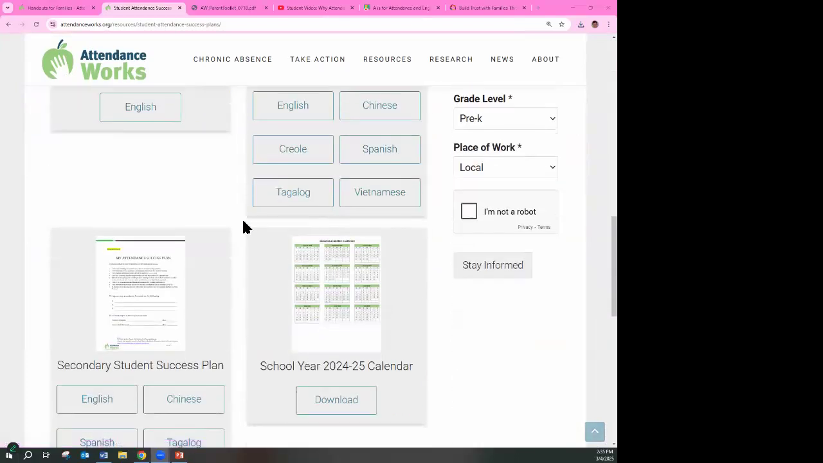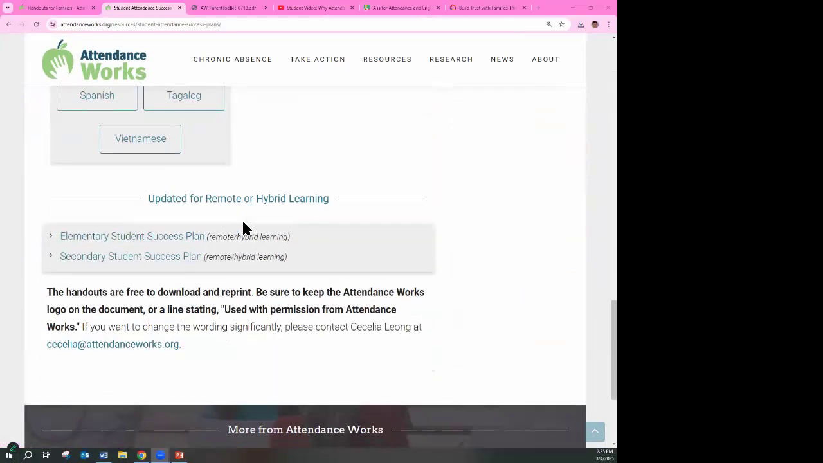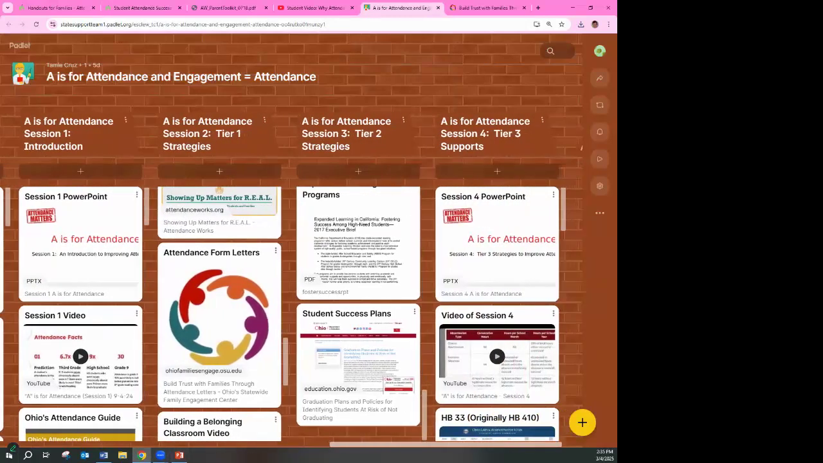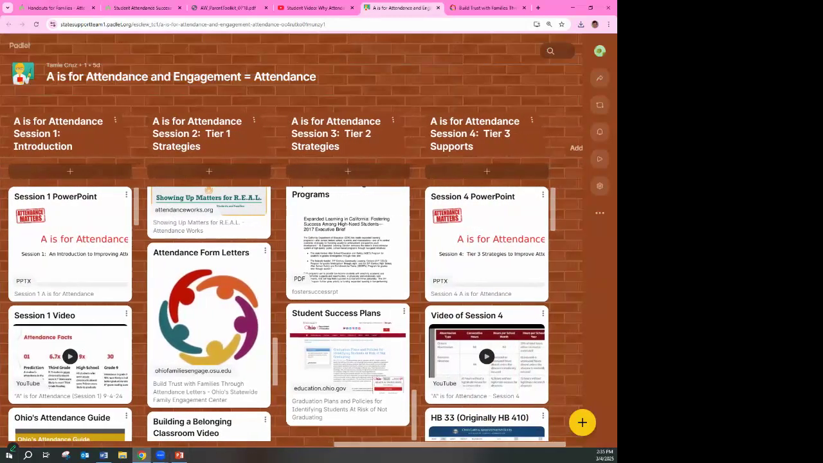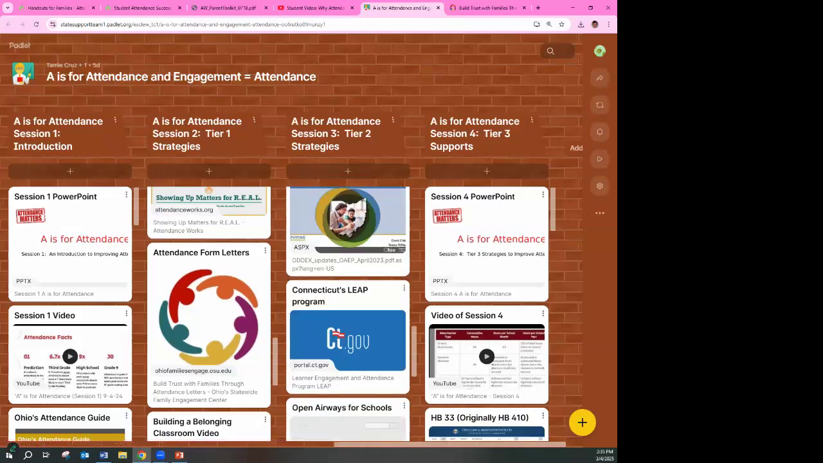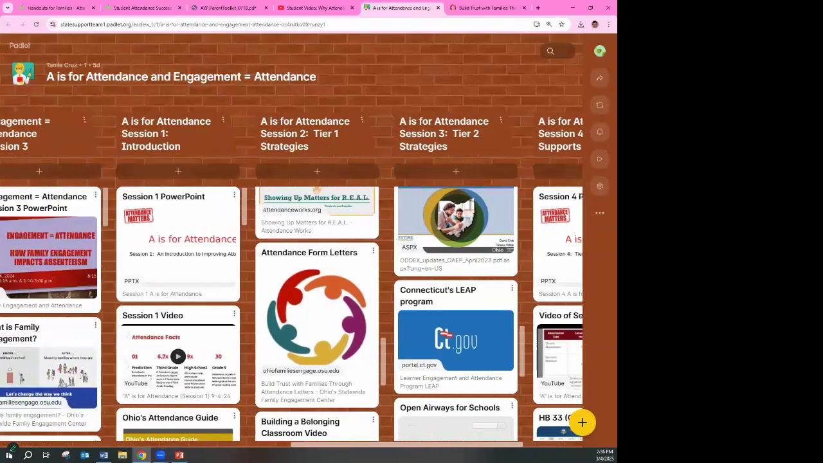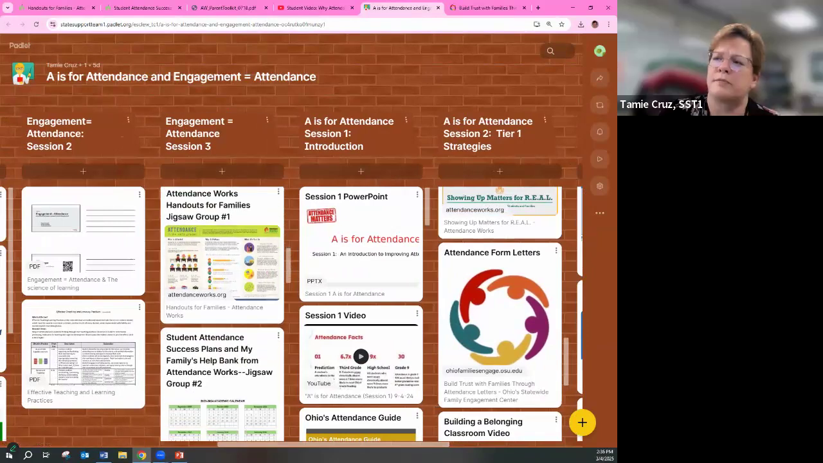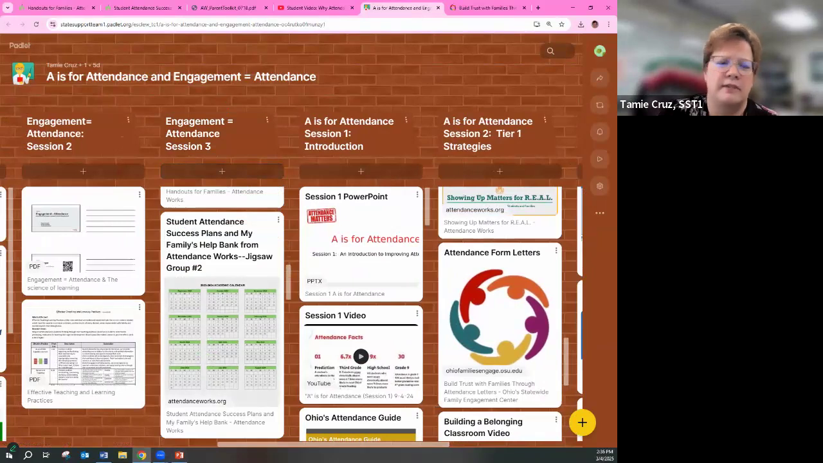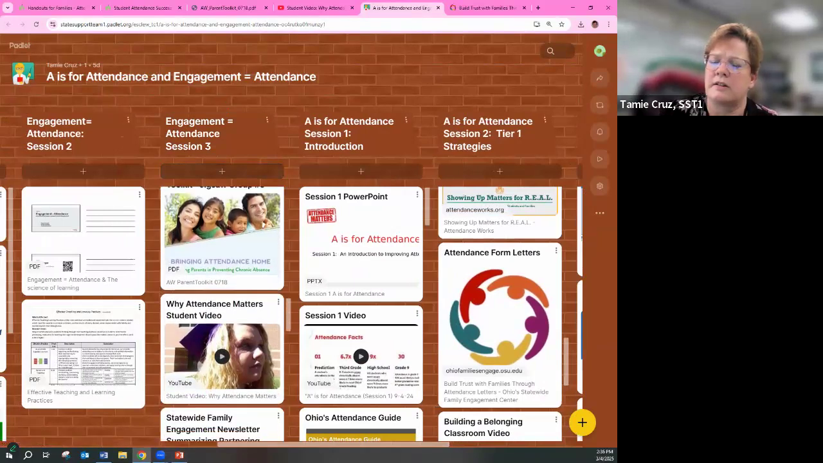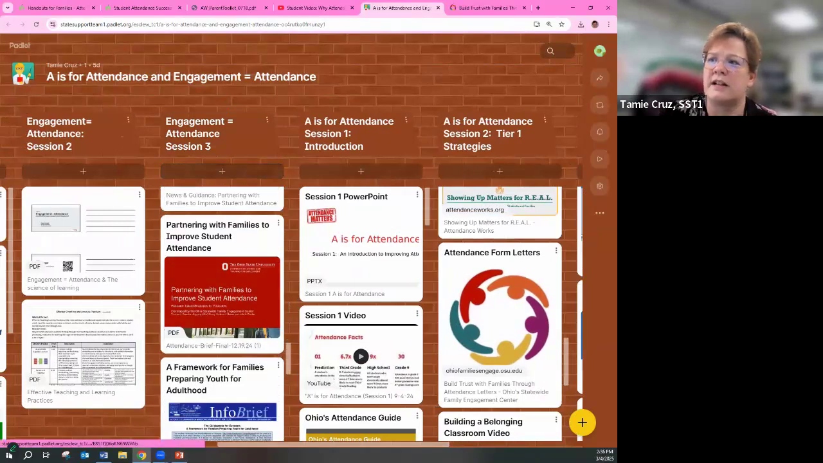Also, if you look in the Padlet under engagement equals attendance session 3, one of the actual pictures is the calendar. It's called Student Attendance Success Plans and My Family's Help Bank, Jigsaw Group 2. When you click on that, the calendar is right there. Yep. So here we are on the Padlet. Thanks, Margie. So here is that link. All right, so lots of links.